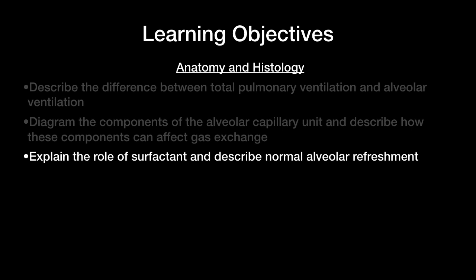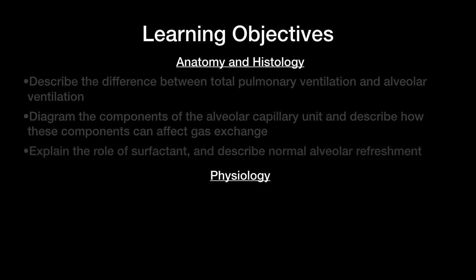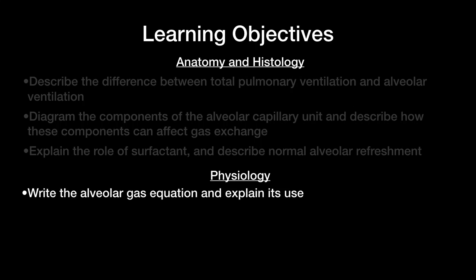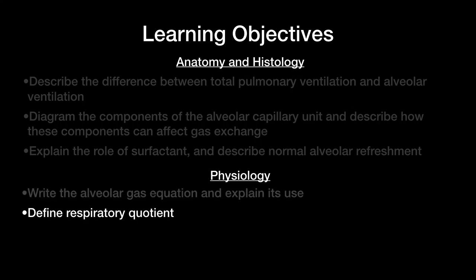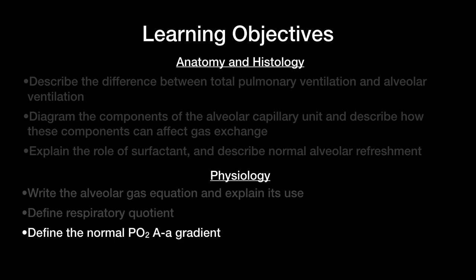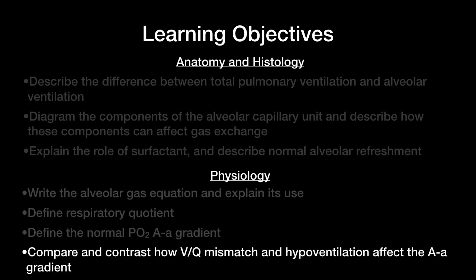The other part of the learning objectives will be physiology based. By the end of today, you'll be able to write the alveolar gas equation and explain its use, define the respiratory quotient, define the normal A-a gradient for the partial pressure of oxygen, and as a thinking exercise before we go further, you're going to be able to compare and contrast how VQ mismatch and hypoventilation affect the A-a gradient.